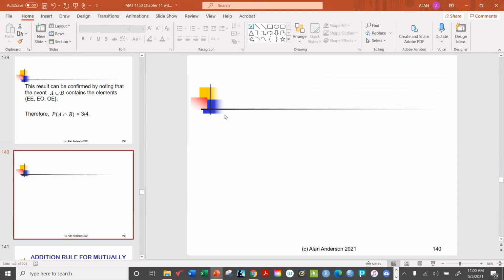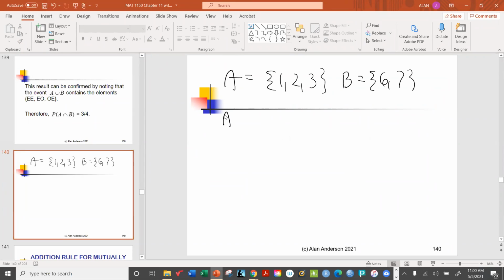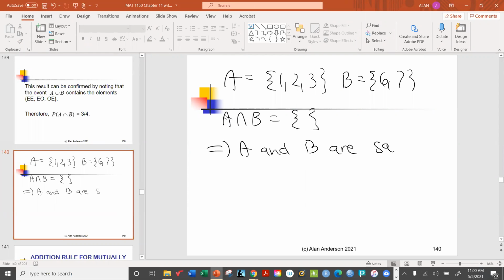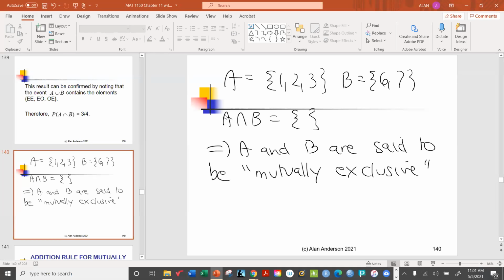Let's go back to this example I had before. Let's say we had A equals {1, 2, 3}, and B is {6, 7}. Then the intersection is empty. There are no elements they have in common, and A and B are said to be mutually exclusive, meaning they have nothing in common. And that implies that the probability of this happening is 0.